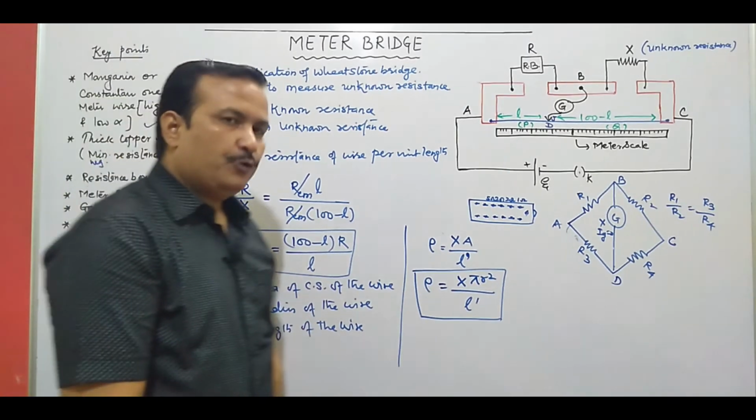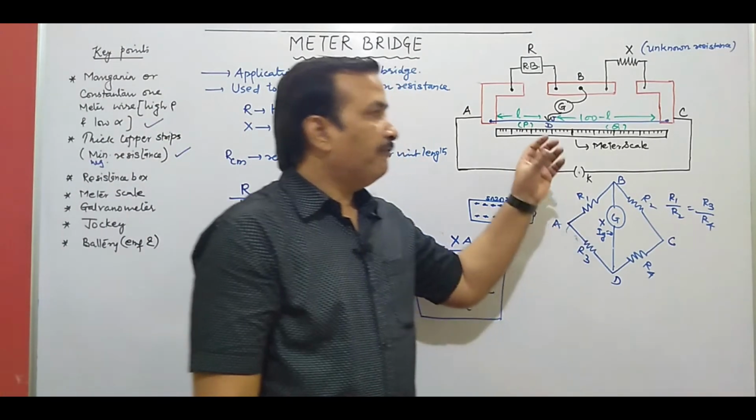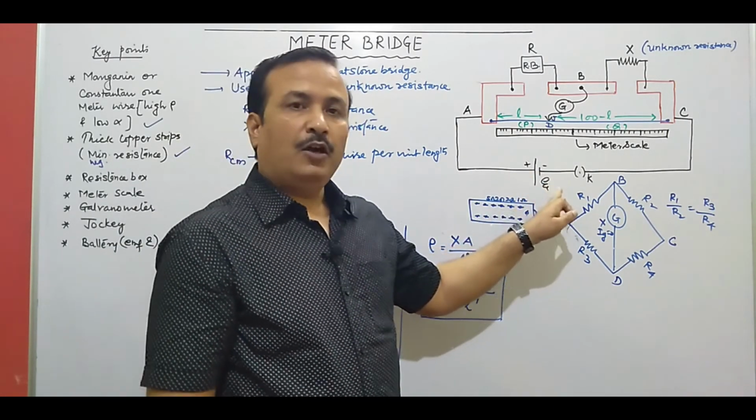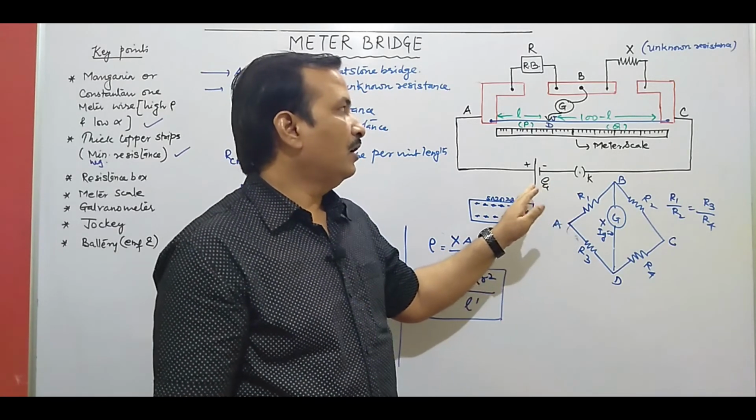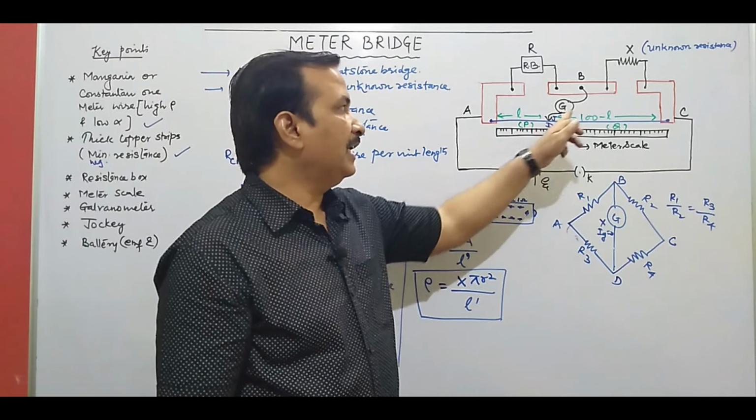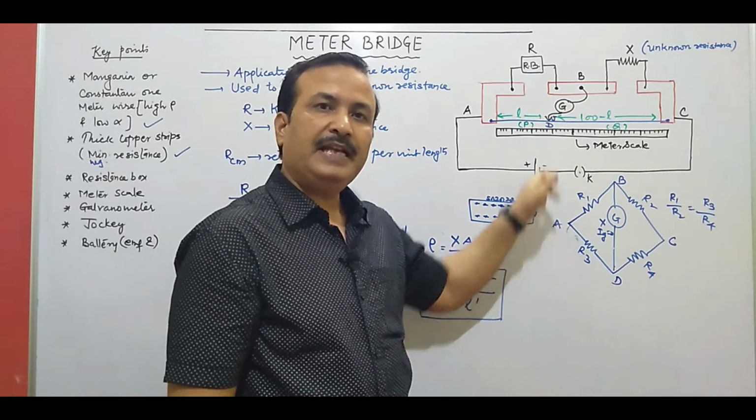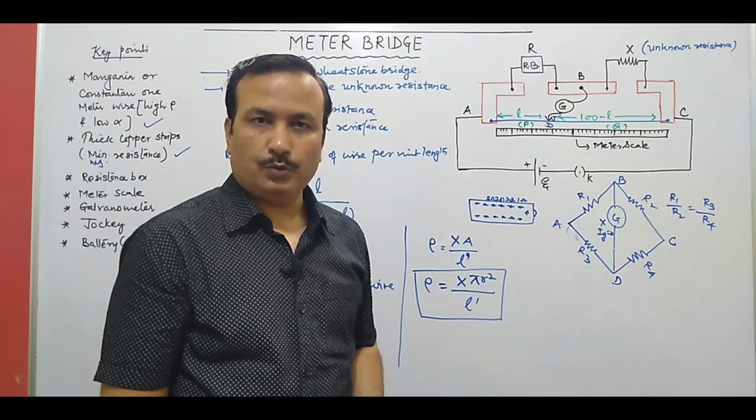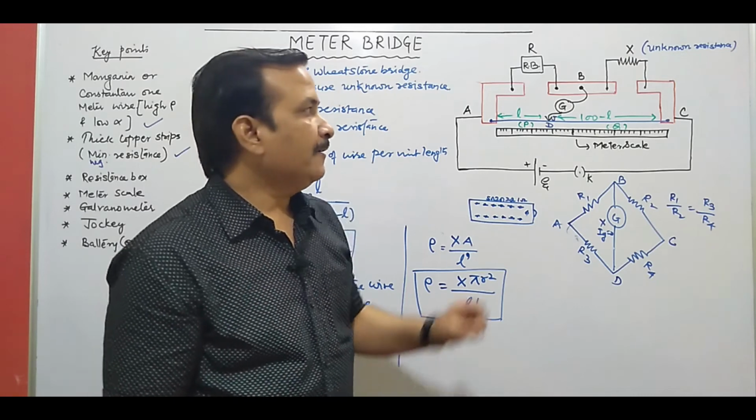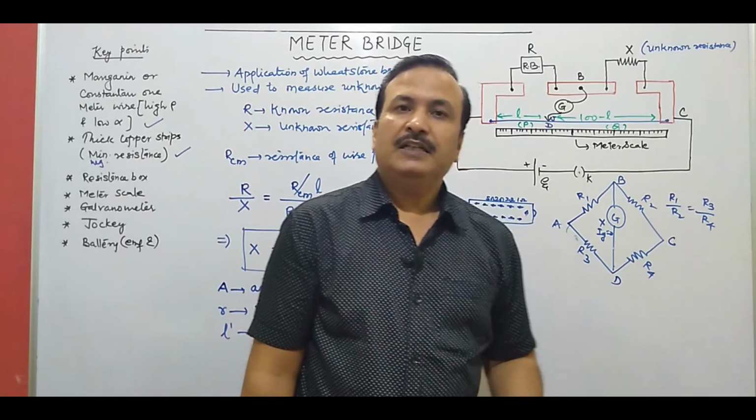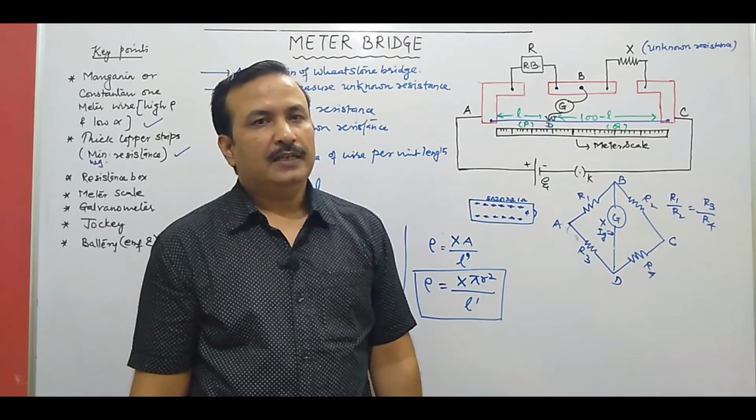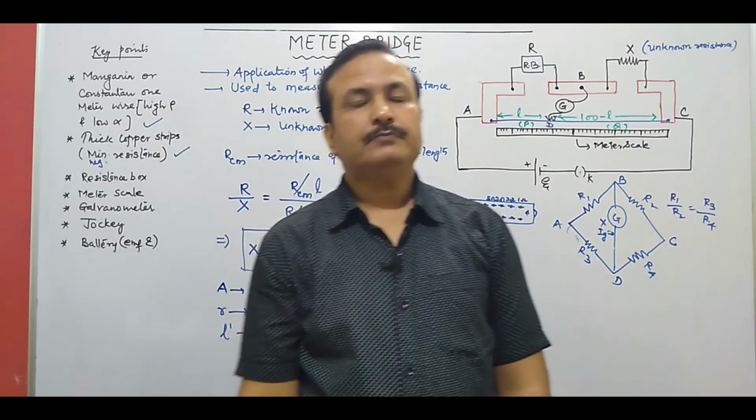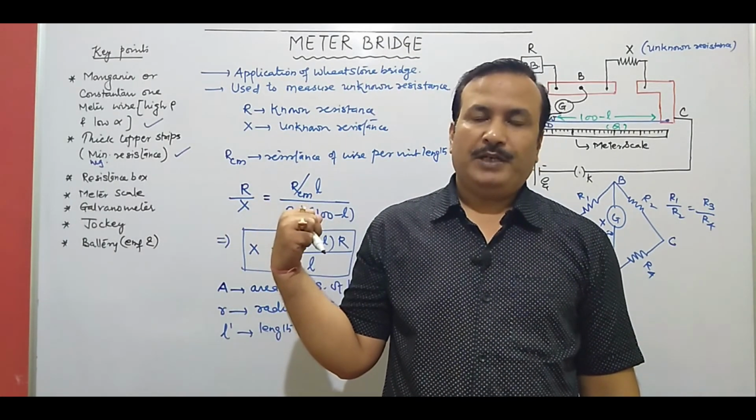One more thing here you need to remember, dear children, is this again reasoning question which is asked: if we reverse the connections or change the positions of galvanometer and the cell, interchange, what will happen? Will it affect the null point? No, it will not affect the null point, because in the balance situation there is no current flowing through the galvanometer through this B to D, right? This is one reasoning question. So this is all about meter bridge, right?